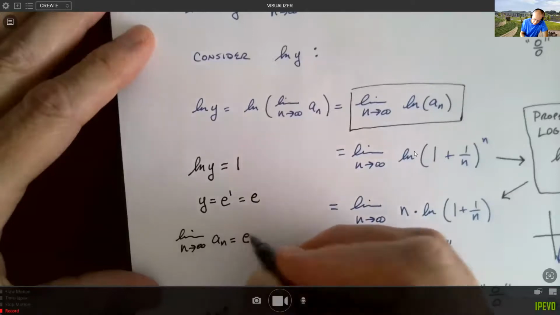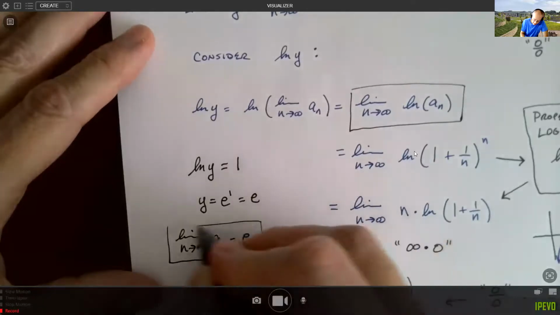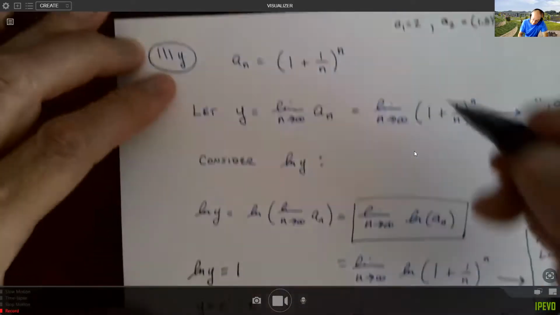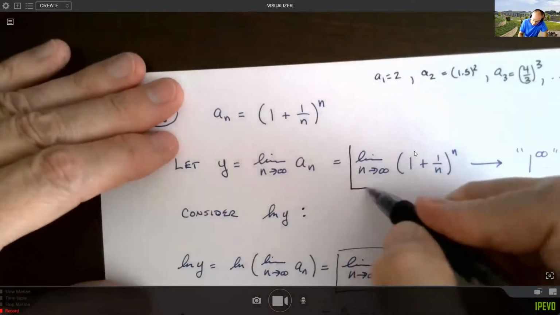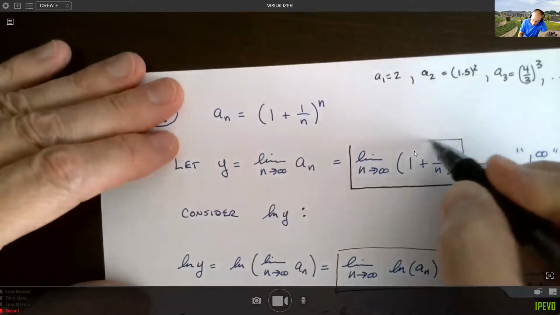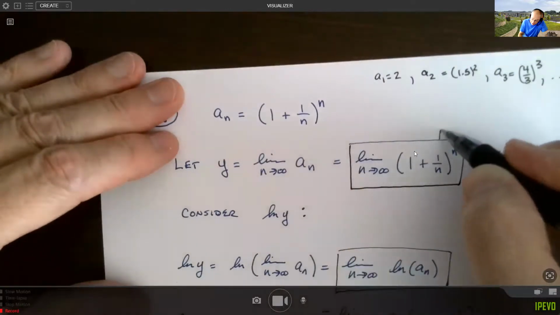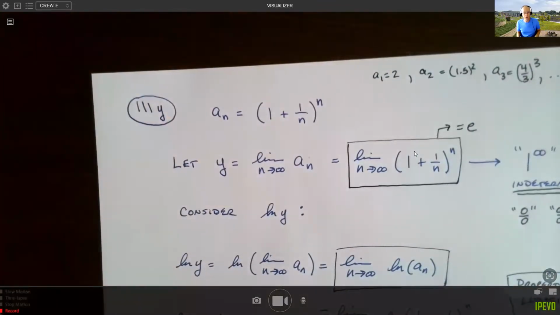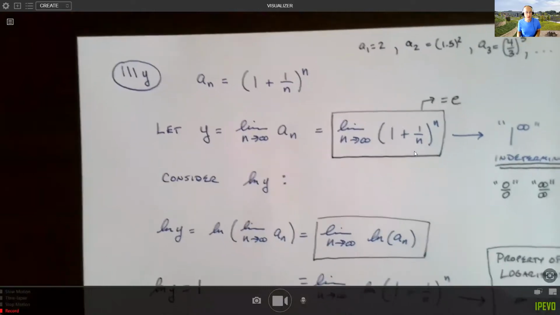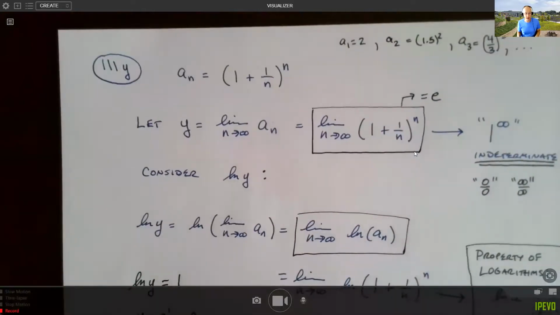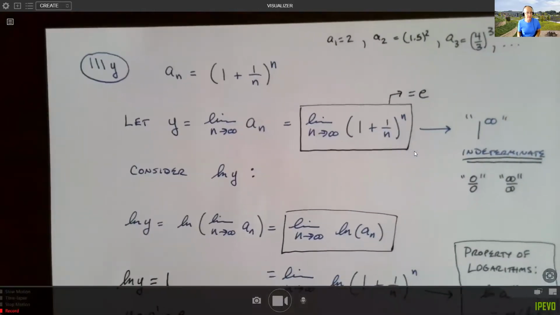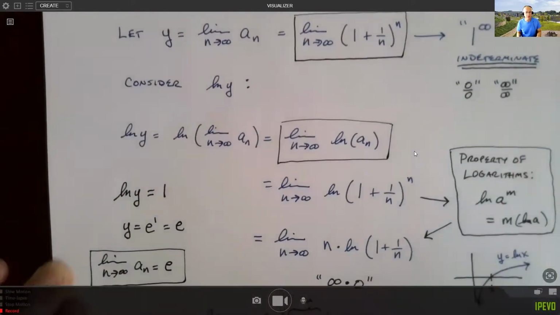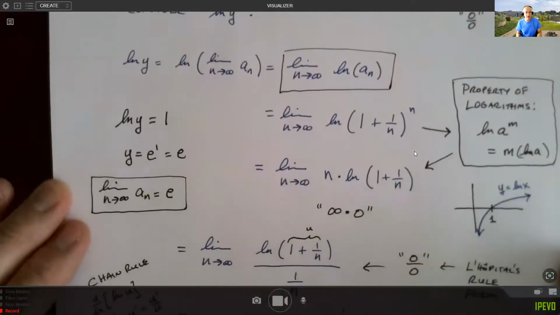And so the limit as n goes to infinity of a sub n, in this case, is e. In fact, this is a definition of e, the limit as n goes to infinity of 1 plus 1/n quantity to the nth power. This is equal to e. This is even sometimes used as a definition for the number e, which is about 2.71828.